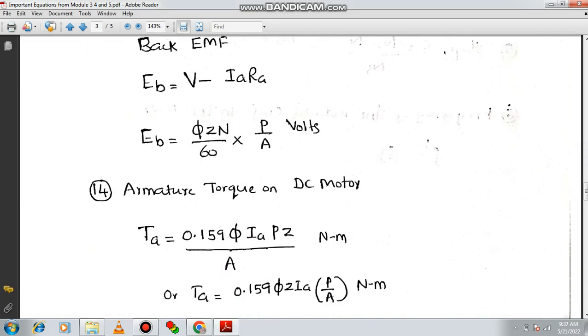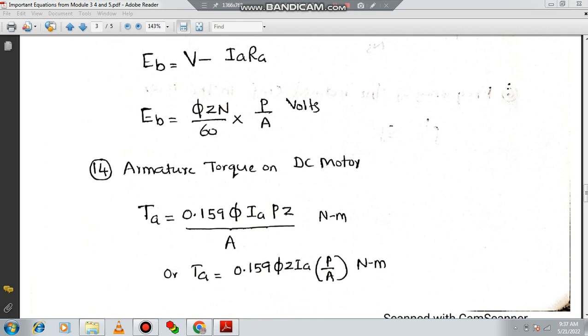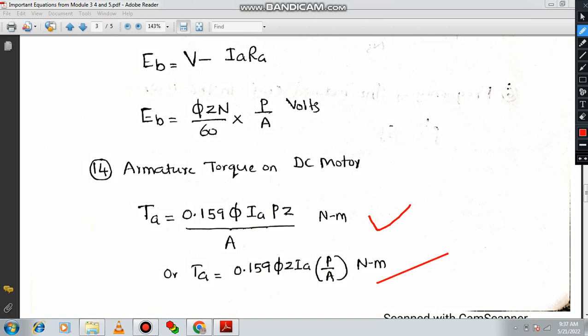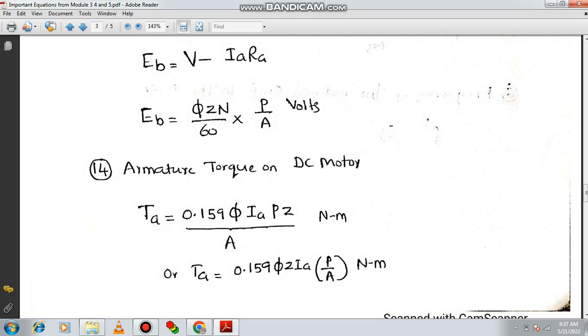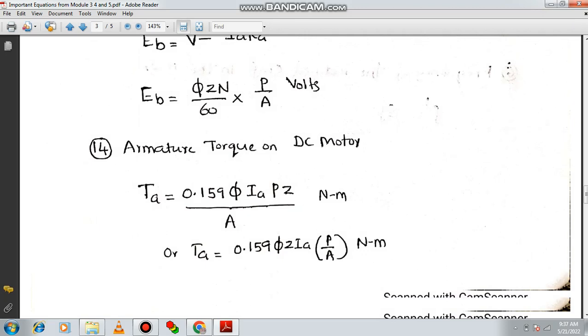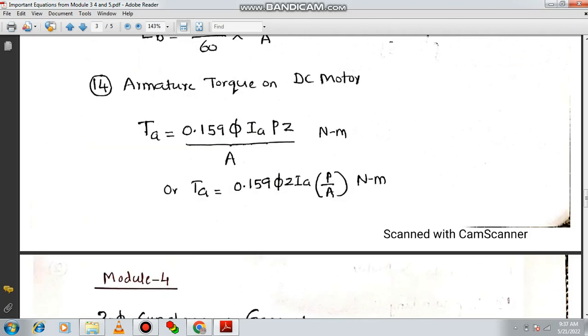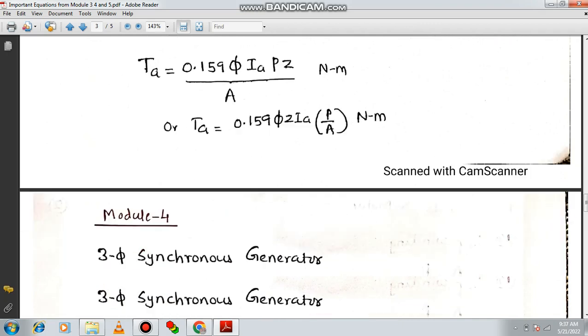Then armature torque you can calculate using the formula 0.159 Ia phi PZ by A newton meter. So this you can remember, in any manner you can write it. This is very important for problematic questions. When it comes to problems, you have to solve this. The parameters I already explained: phi, Z, I, all those things I think you know.